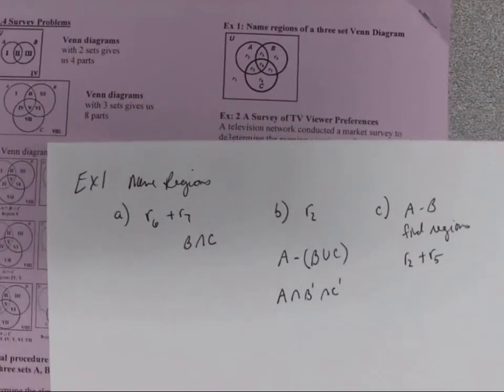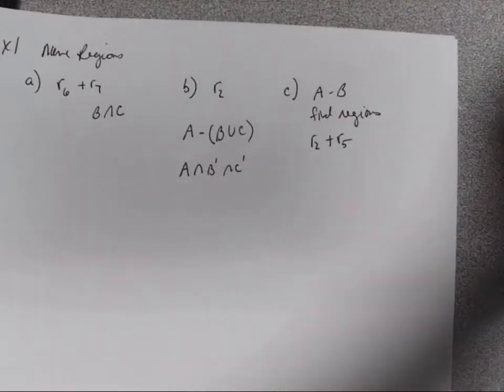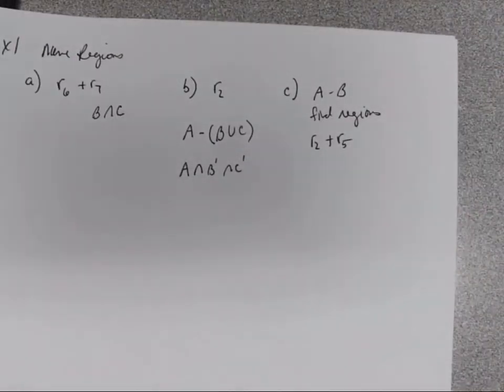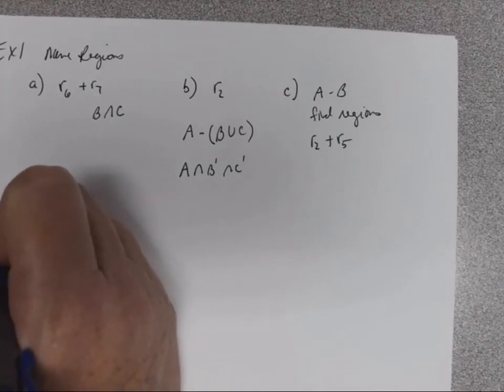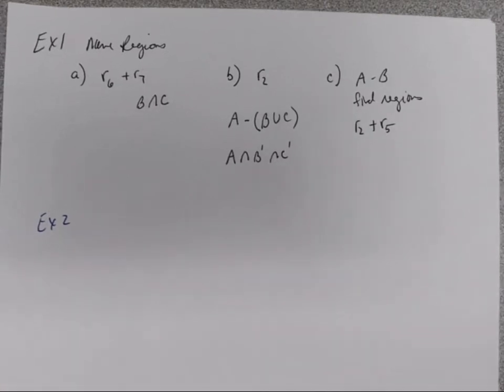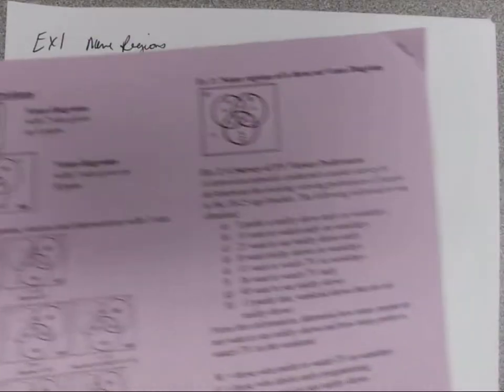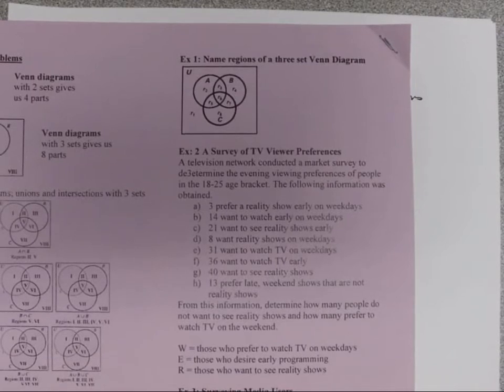Alrighty, so let's go on to example 2. Example 2 is more of a survey. That first example was to get you aware of your regions and what's happening with those. For example 2, we are looking at a survey of TV viewer preferences. A television network conducted a market survey to determine the evening viewing preferences of people in the 18 to 25 age bracket. The following information was obtained.